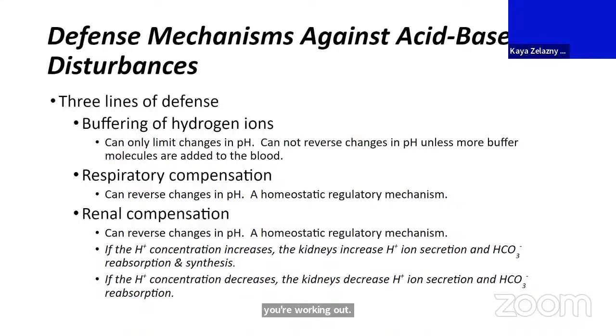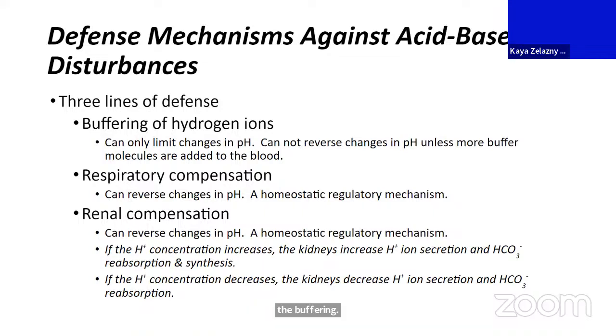So in order, basically, of how fast this would act, the first thing we would do is to buffer it out, buffer any changes out. So if you have too many hydrogen ions, we can use hemoglobin, but usually, most importantly, bicarbonate. That's our main buffer to kind of soak them up. If we don't have enough, maybe that little bicarbonate sponge lets go of some. So we're keeping ourselves in that normal range through the buffering action of bicarbonate, usually.